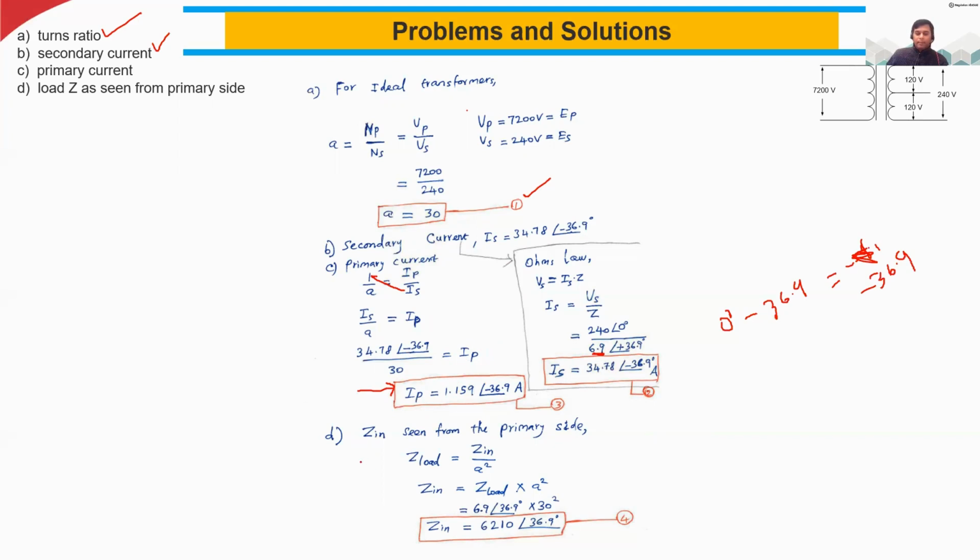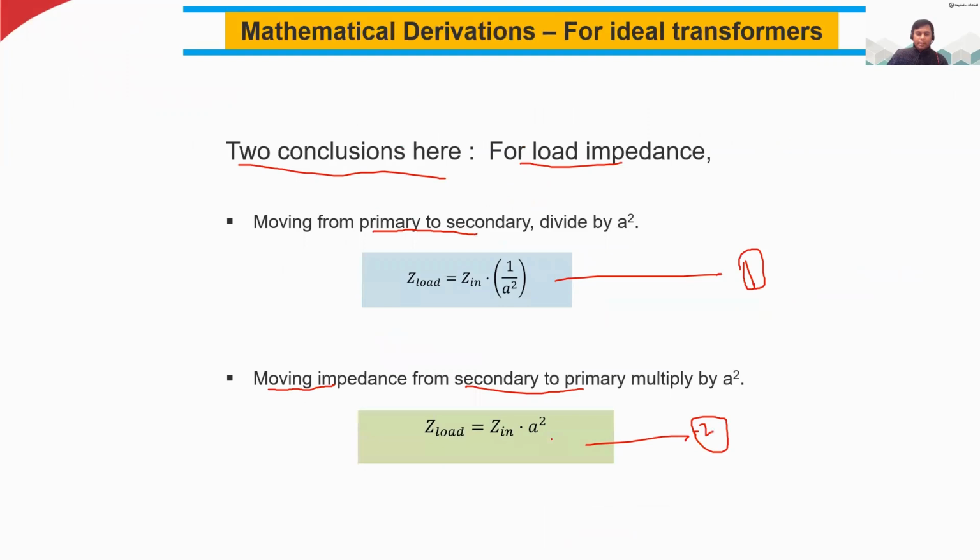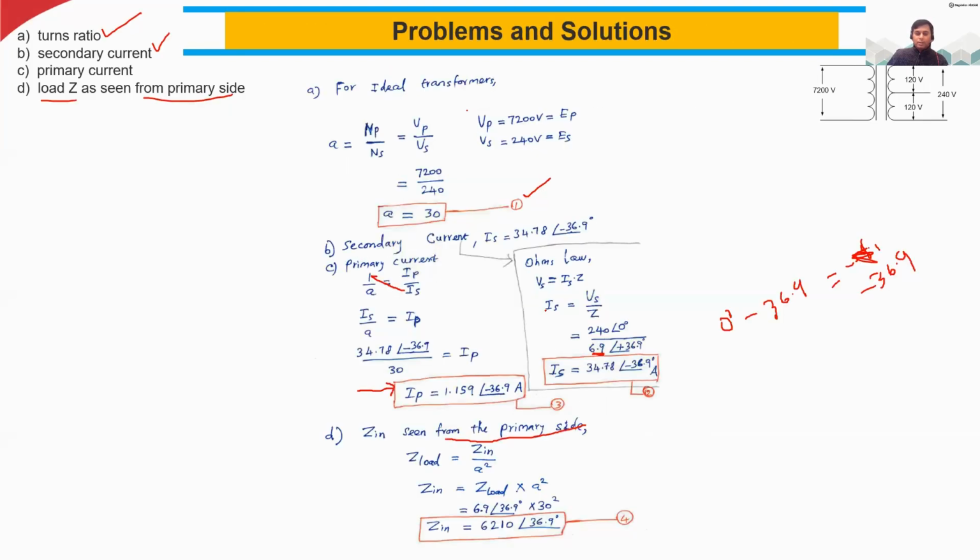And similarly, the last one is called load impedance as seen from the primary side. For this, you have to remember the formula. When seen from the primary side, what is the formula? We have to divide by A square. Z load is equal to Z in divided by A square. Is it correct? From the primary side, Z load is equal to Z in divided by A square, right? So that's correct.